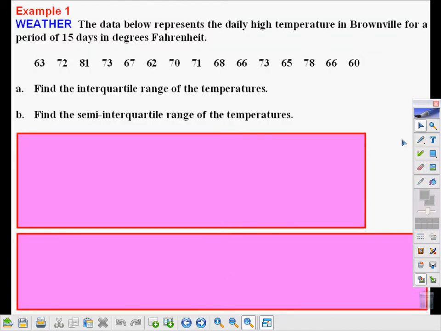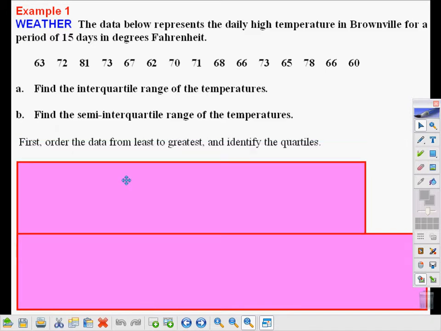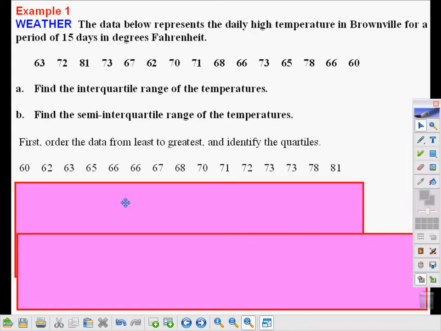Here we have a set of temperatures for a town. And we are going to break it up to find the interquartile range of the temperatures and the semi-quartile range of the temperatures. So let's begin with the interquartile. The first thing we want to do is put these data points in order from least to greatest. So I've got that here.